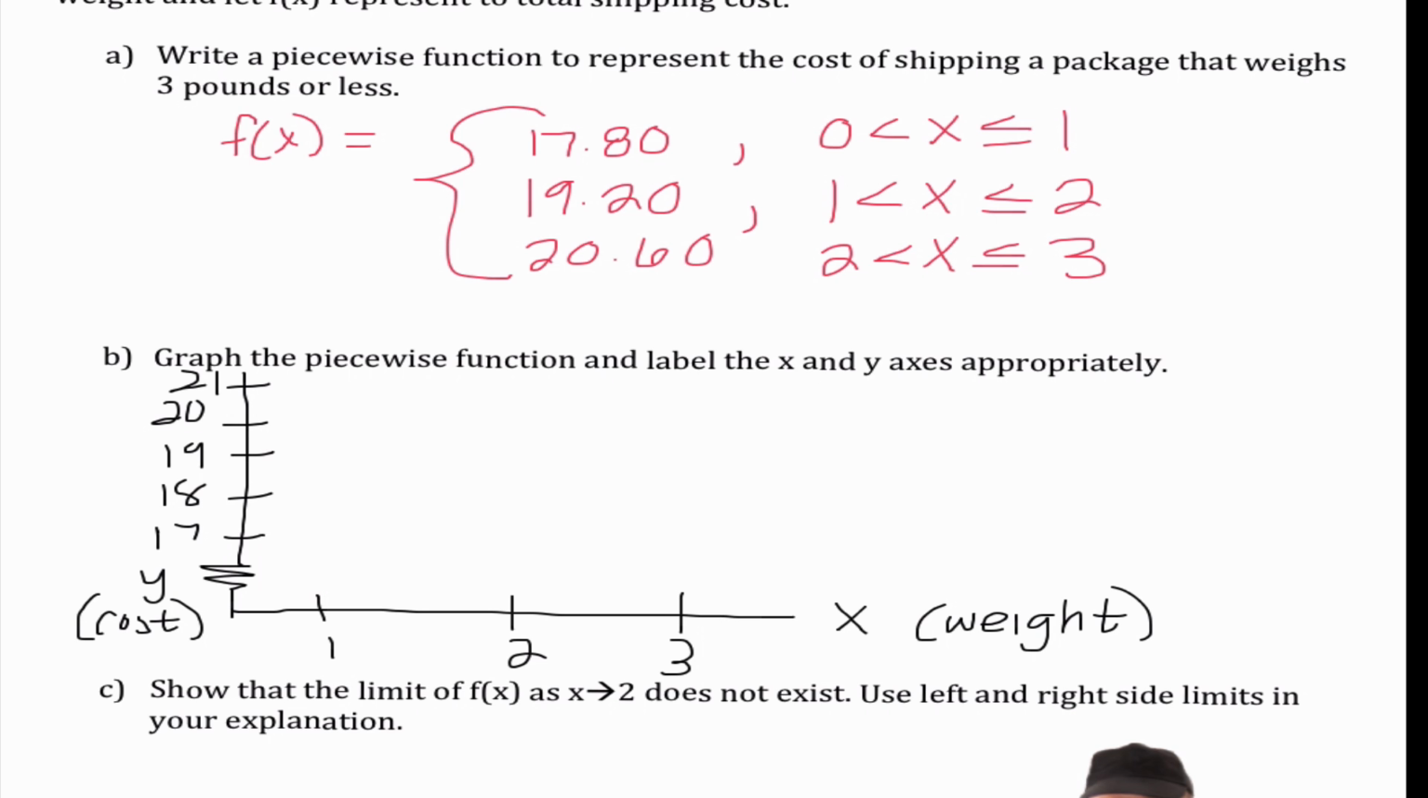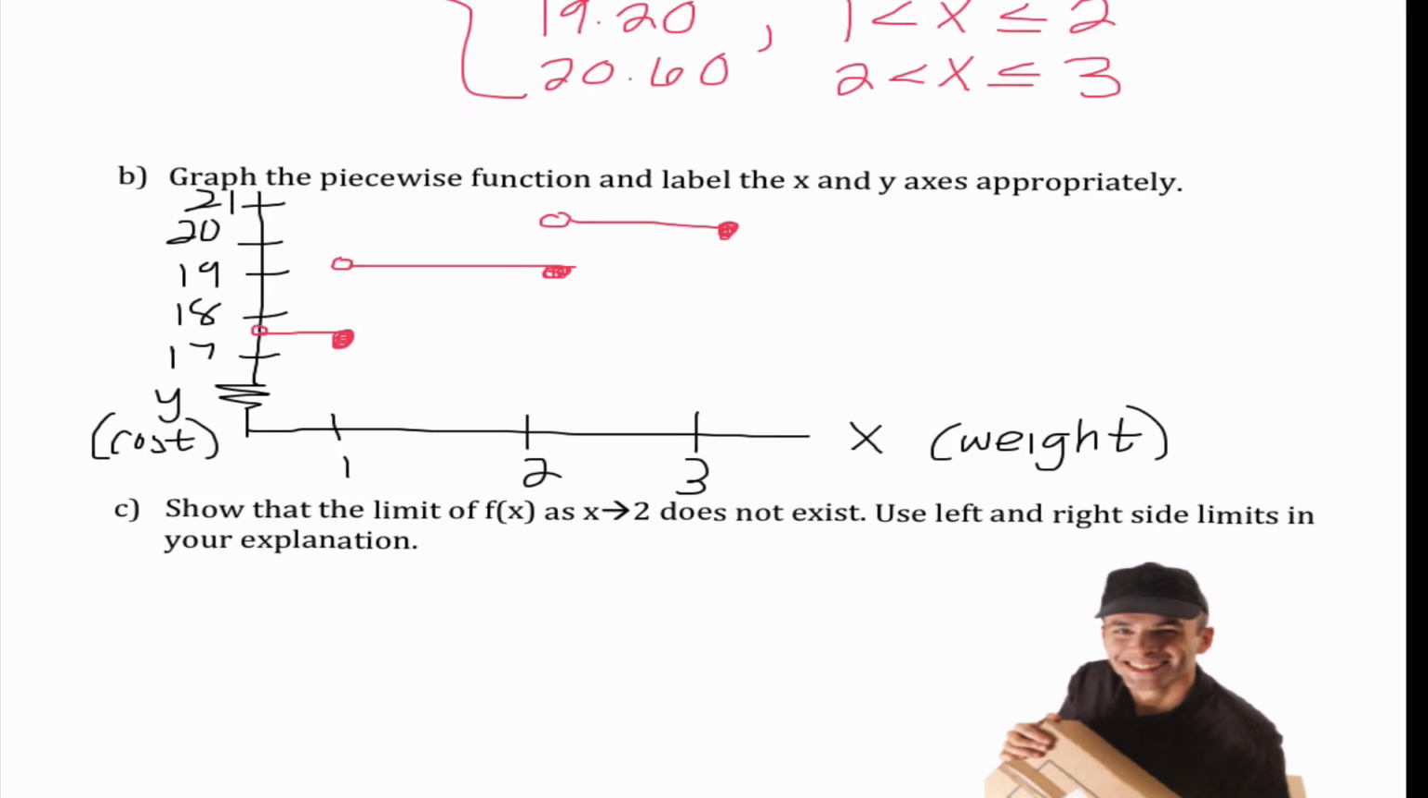So if I'm graphing this, it costs $17.80 from 0 up until 1. As soon as we get past 1, it jumps up to $19.20 up until 2. And then at 2, it jumps up to $20.60 up until 3. Now obviously this is a homemade graph, so it's not completely to scale, but hopefully we are understanding the way that this is going to work.